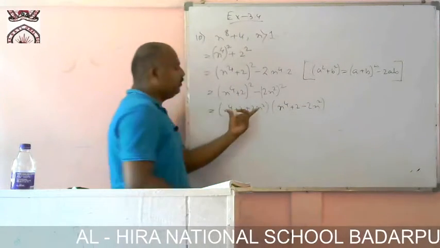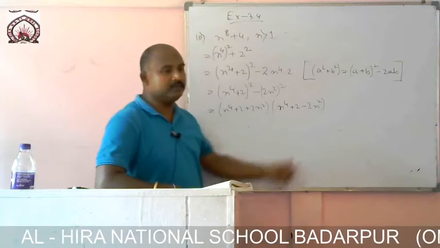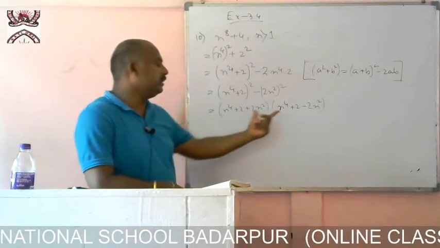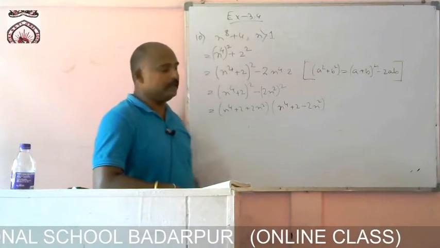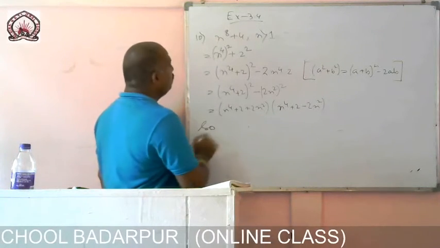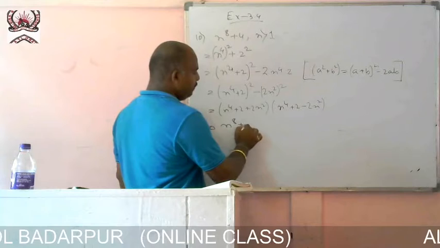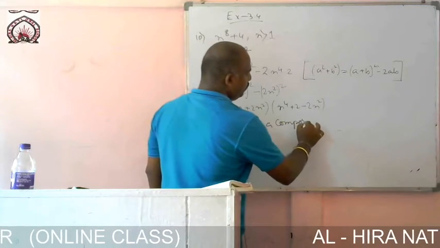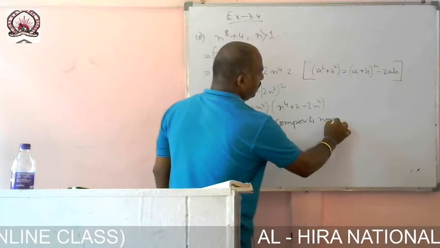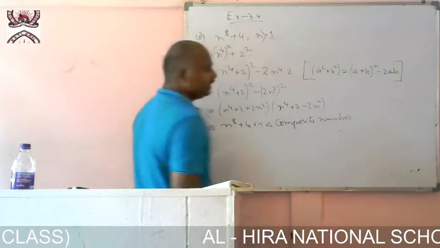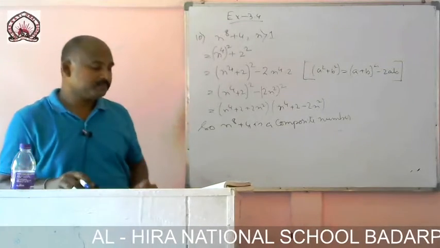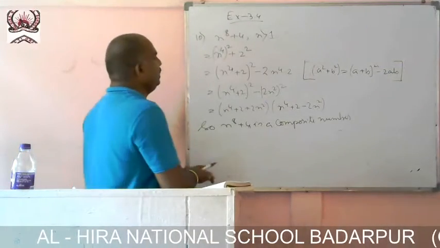Now see, here we are getting two factors, this one and this one. So this number is not a prime number. We are getting two other factors here. So what can you say, n to the power 8 plus 4 is what type of number? A composite number. Clear? Whatever the number n is, it is a composite number.